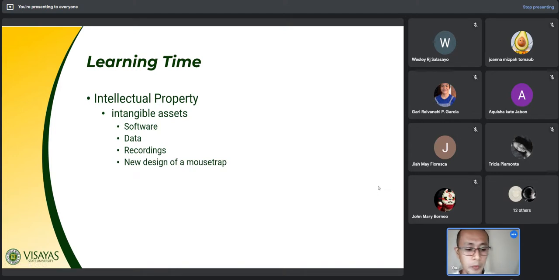More than that, we also have a new design of mousetrap. Perhaps designs are also protected by intellectual property rights. Design of a mousetrap is just one of the designs which can be created. All designs are protected with intellectual property rights. Therefore, you cannot just copy a design created by someone without asking their permission. Okay? Because again, they are protected with intellectual property rights.